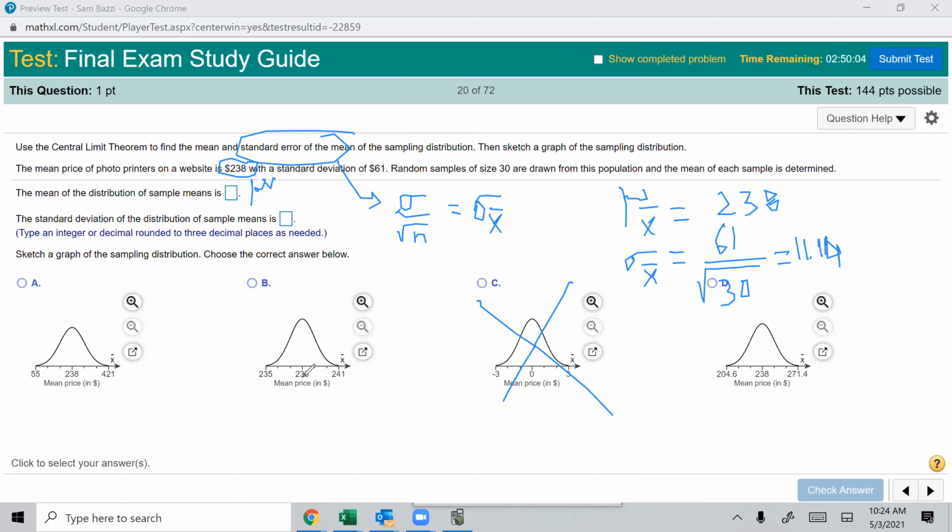It can't be B, because 238, if you subtract 11 and another 11 and another 11, I'm just saying approximately, is not going to go down to 235. It's going to go a lot lower than 235. So that can't be the answer. We're between A and D. Now it should be easy to guess, guys. Is it going to be A or D? What do you guys think?